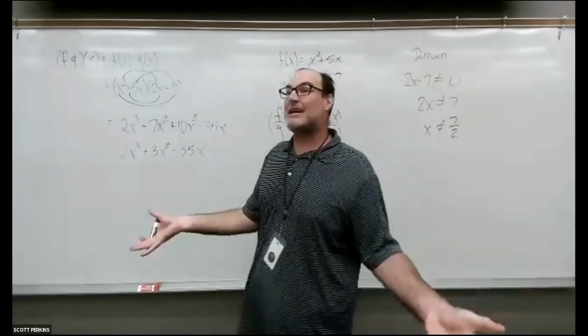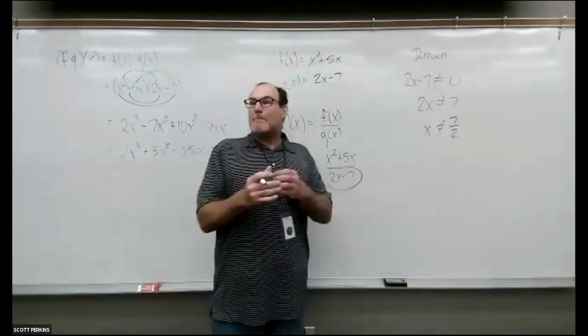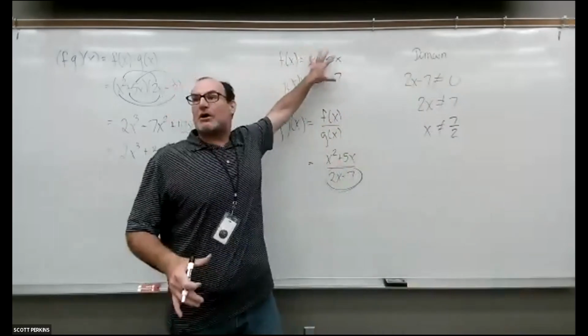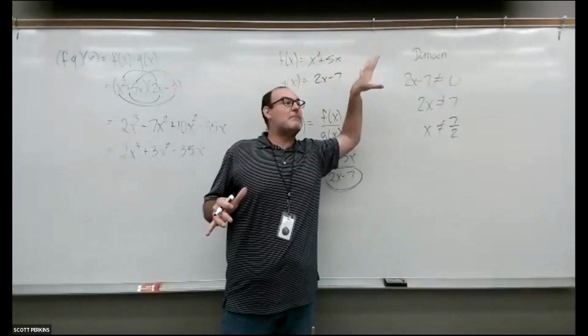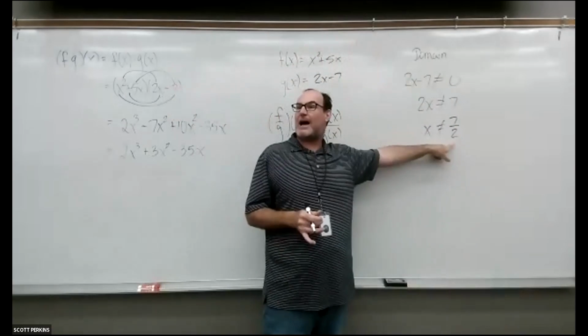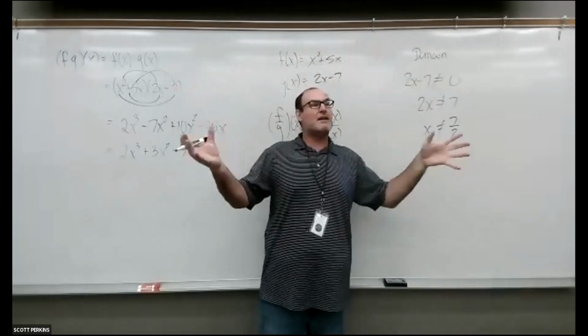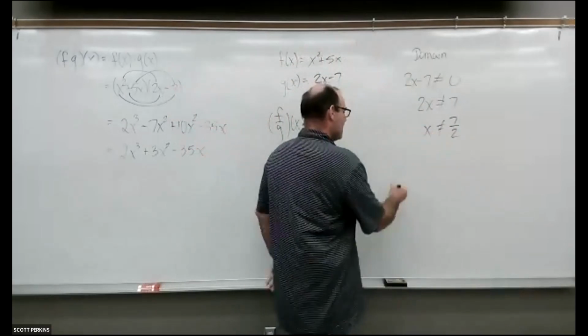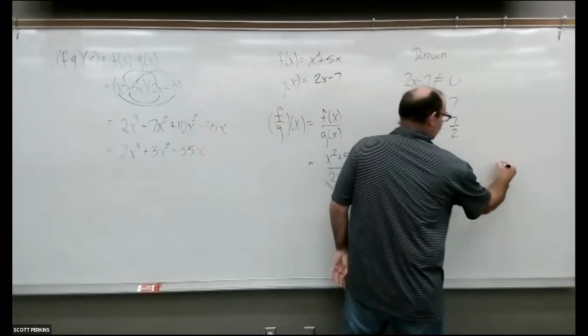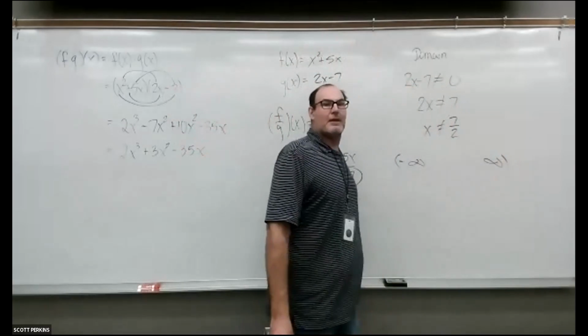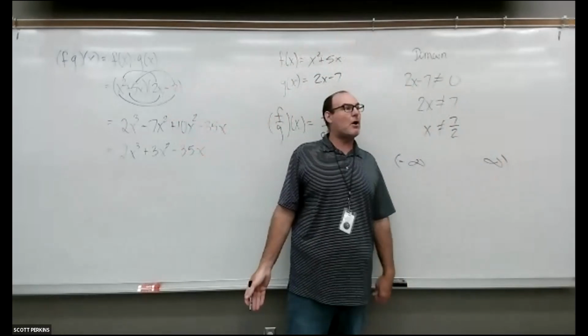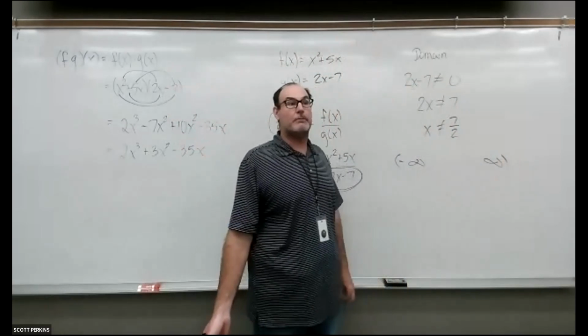So let's write this in interval notation. So basically, my domain started out as negative infinity to infinity, but now I have to skip over this value. I believe we talked about this, but it never hurts to see it again. So here's my negative infinity, here's my infinity. How do I notate that I'm skipping over the value 7/2? What do I have to do?